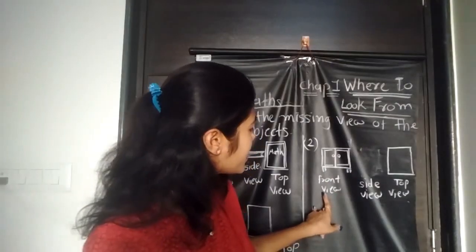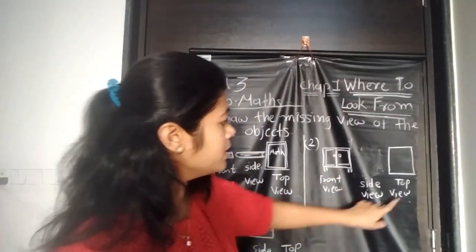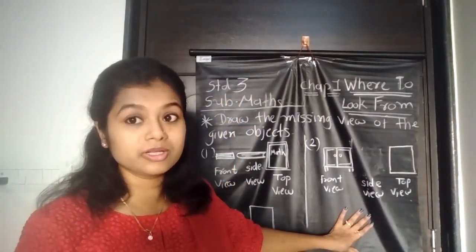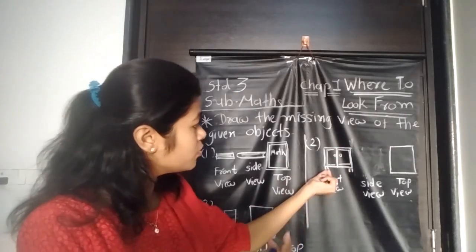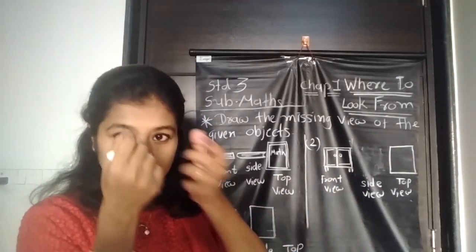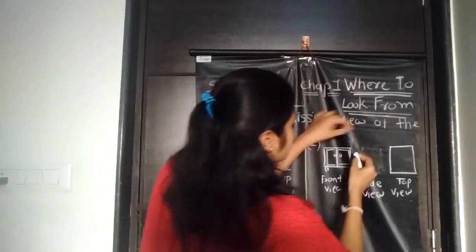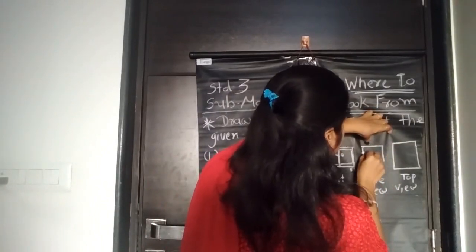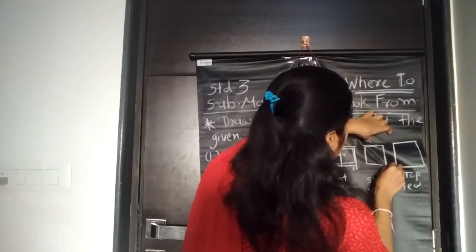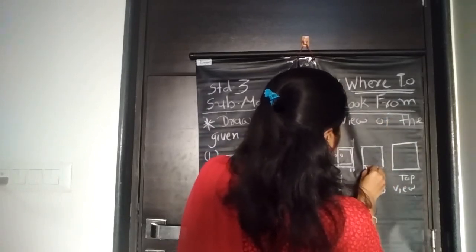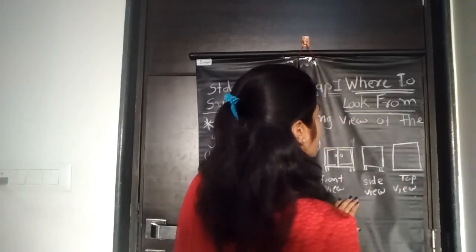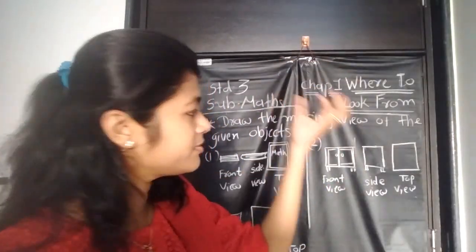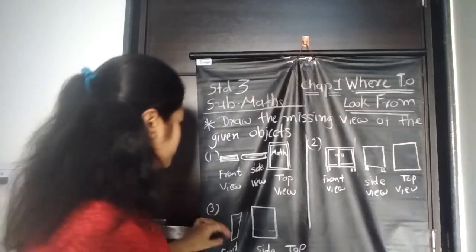Now here you have the front view of the table and the top view of the table. You have to draw the side view of the table. When we see from the side, we will also see its small legs. So first we are going to draw a square or rectangle shape and draw the legs of the table, because when we see the table from the side we can see the legs of the table.